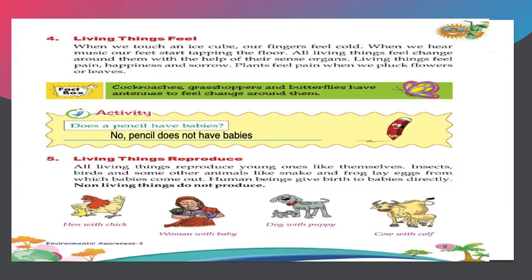Insects, birds, and some other animals like snakes and frogs lay eggs from which babies come out. Human beings give birth to babies directly, whereas non-living things do not produce. A hen gives birth to a chick, a woman gives birth to a baby, a dog gives birth to a puppy, and a cow gives birth to a calf.